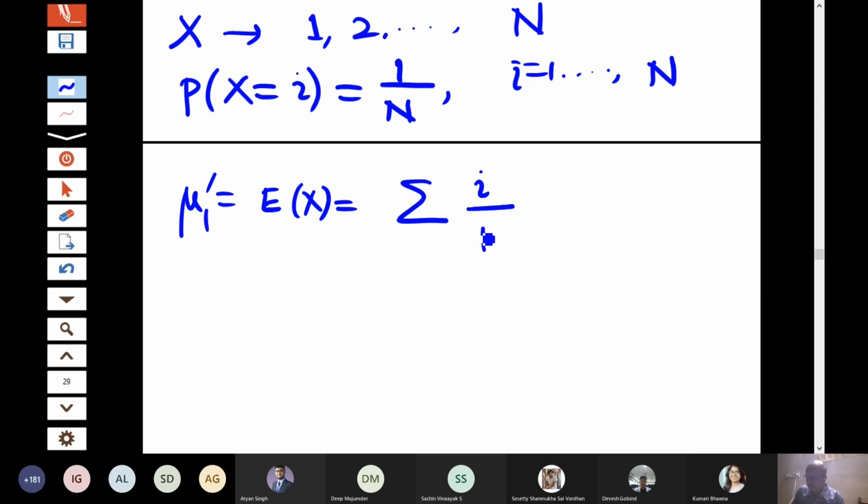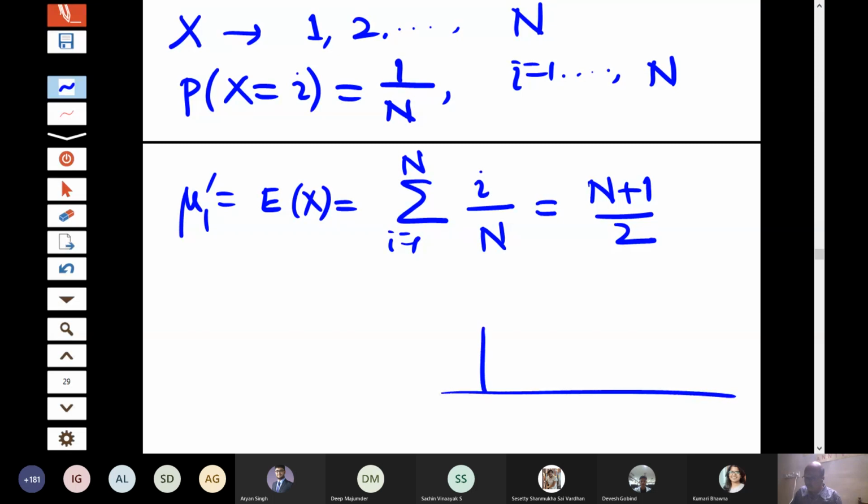So sigma i by n, i equal to 1 to n. All of you know the sum of the first n integers. It is n into n plus 1 by 2. So this becomes n plus 1 by 2, which is of course the mid value also, because if you are giving equal probability to the points, then the mid value will be n plus 1 by 2.